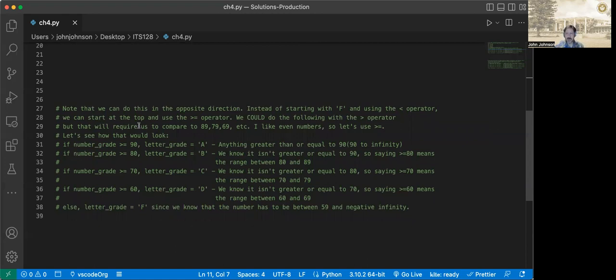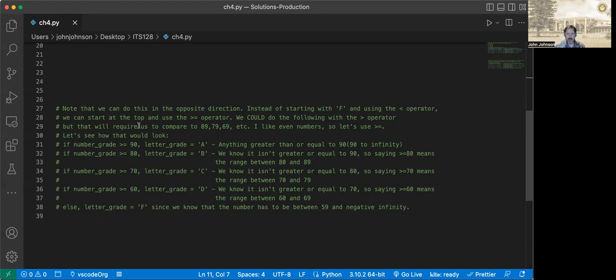So if you look here, as I said, we can also do it in the opposite direction. Instead of starting with F, using the less than operator, we can start at the top and use the greater than or equal operator. We could do this using just the greater than sign, but to do that, it's going to require us to compare kind of not even numbers. 80, we're going to be looking at 89, 79, 69, etc. And since I like clean even numbers, I'm just going to use the greater than or equal here. It's something that we've learned about in the past, talking about operators, and we're going to be looking at it in the next couple of sections as well. So might as well get used to using the greater than or equal right here.